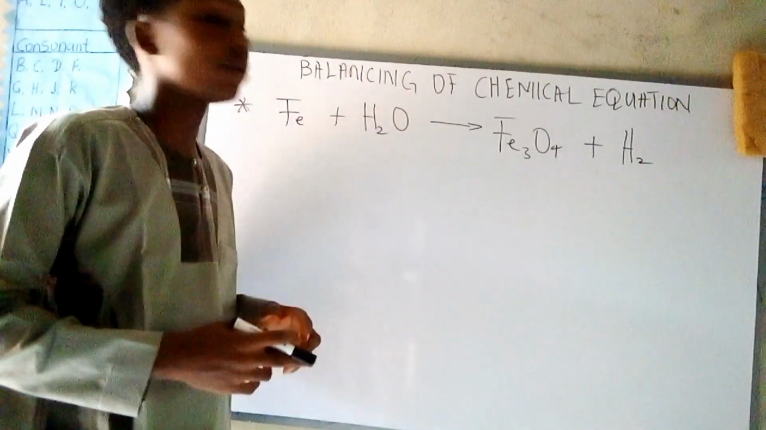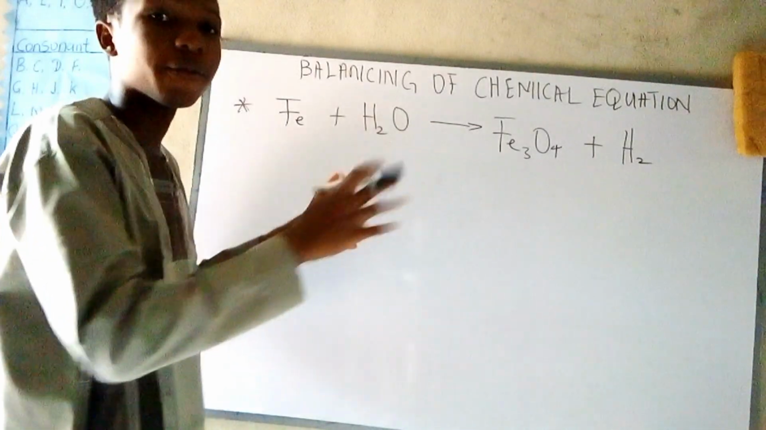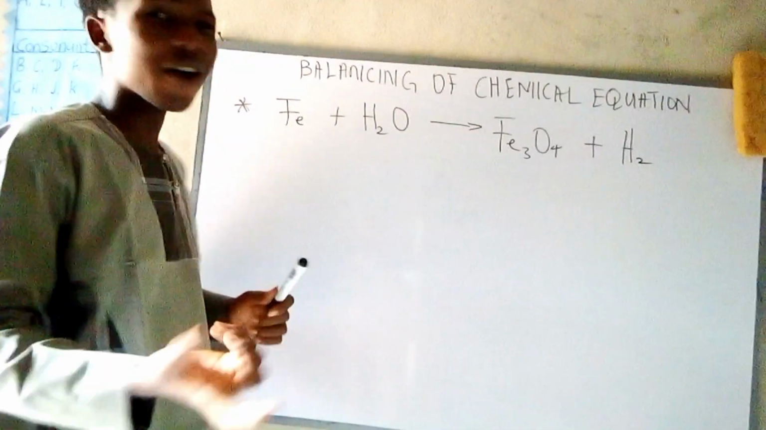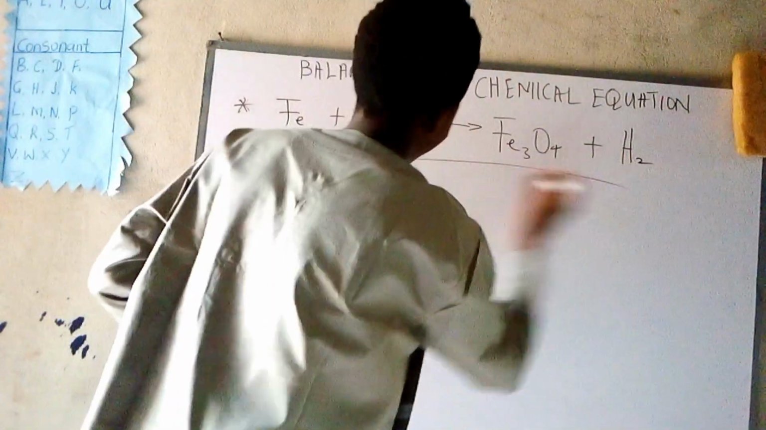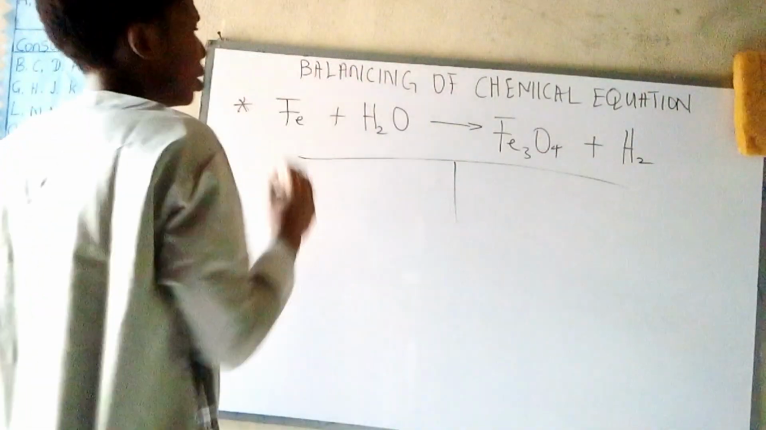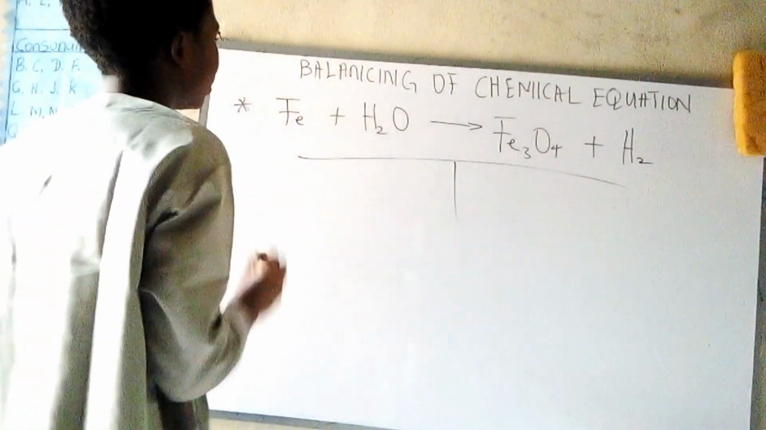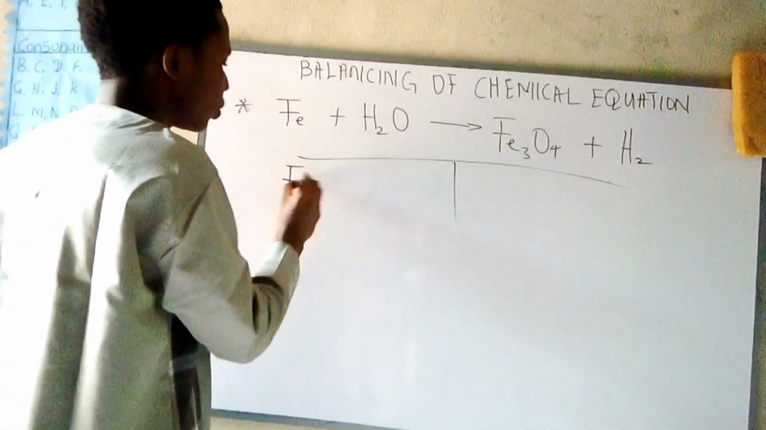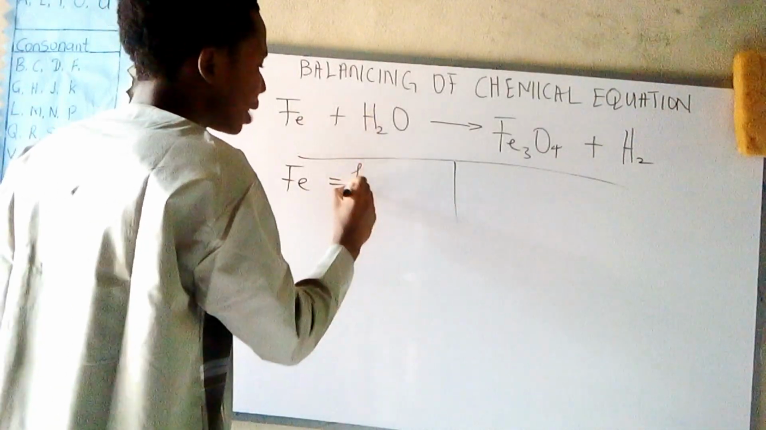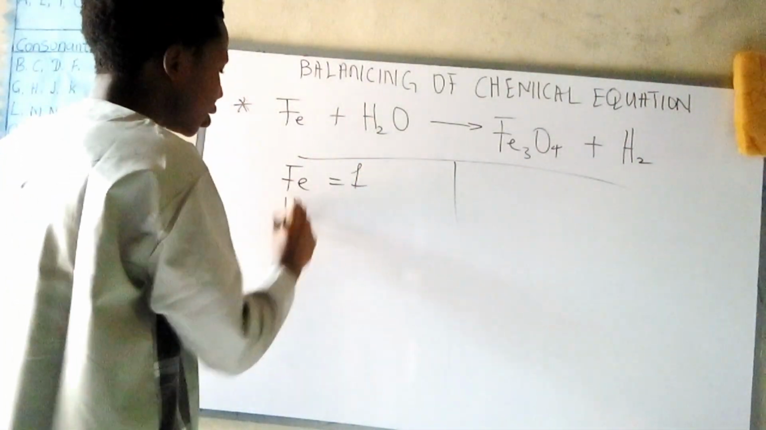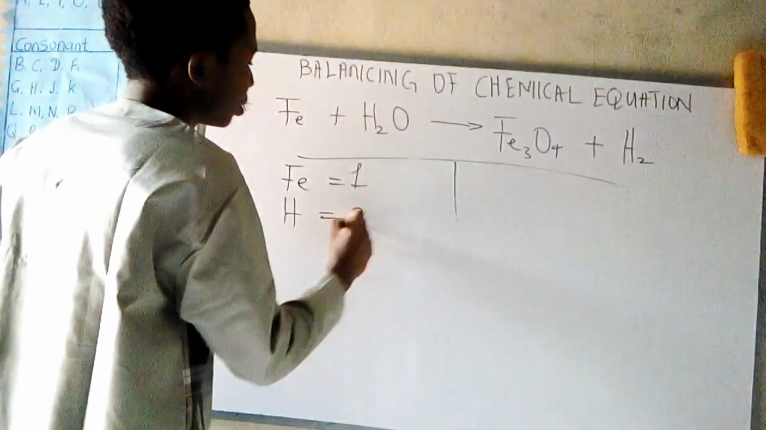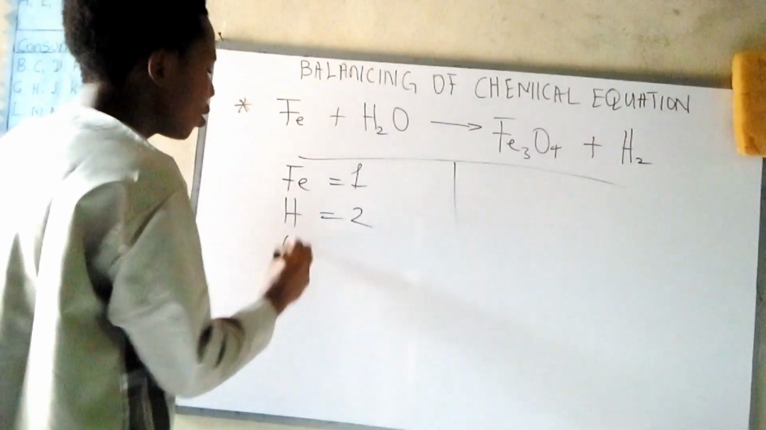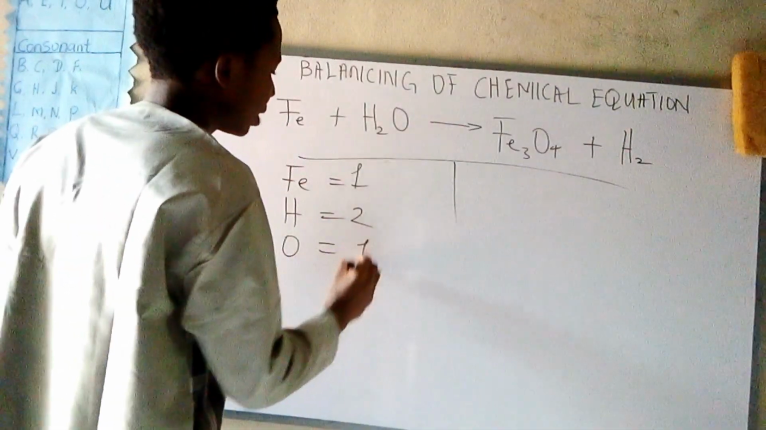Okay, next up, now we have this equation in front of us. Simple. You have been doing it since. Rule my table for me, please. Then we have the reactant side. Iron to be what? We have iron to be 1 atom. We have hydrogen to be 2 atoms. And we have oxygen to be 1 atom. Good.